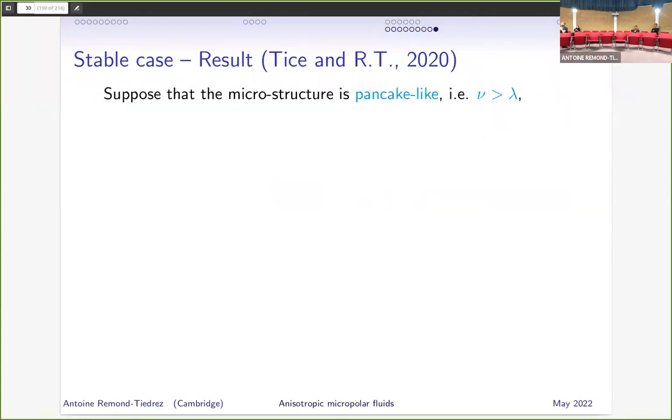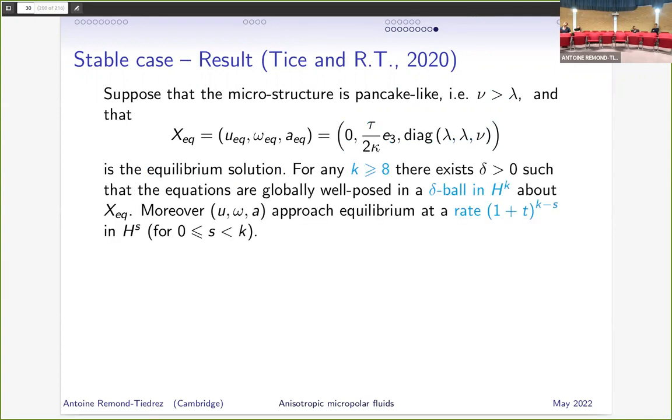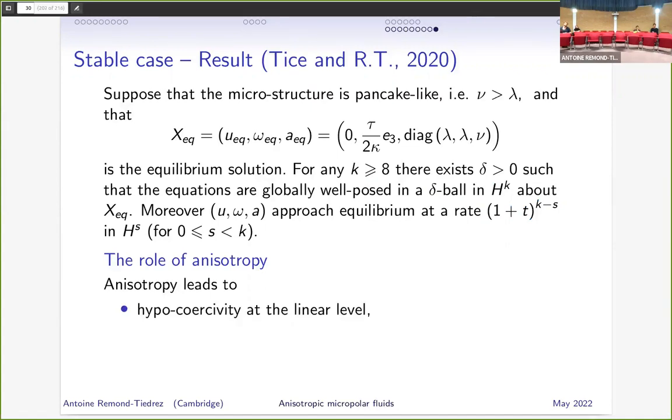So when you do all of this, if you're a pancake, so your single eigenvalue is larger than the repeated one, your equilibrium is still the same, but now the equilibrium is stable. So you have to take out derivatives of the thing to get off the ground, but that's fine. You have a delta ball in H^k, and if you start in that delta ball, you'll approach the equilibrium. And once again, anisotropy is sort of the driver of the interesting things happening.